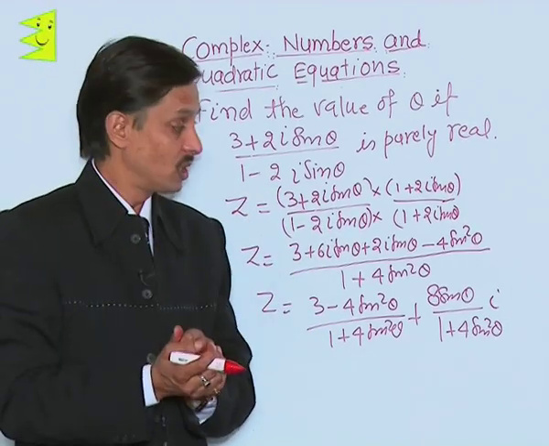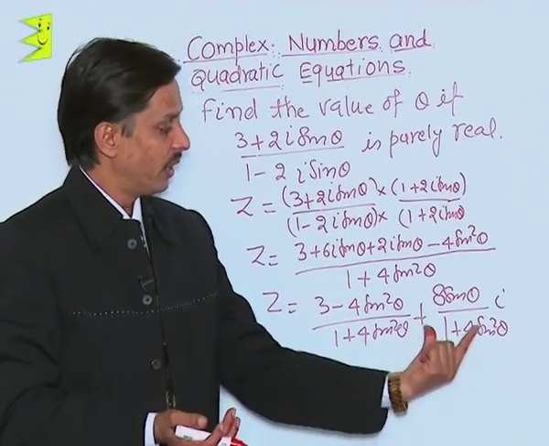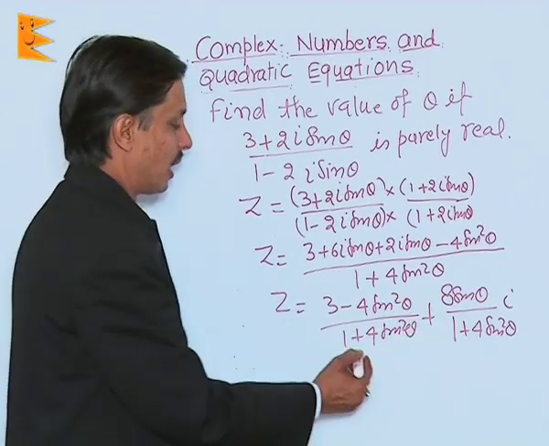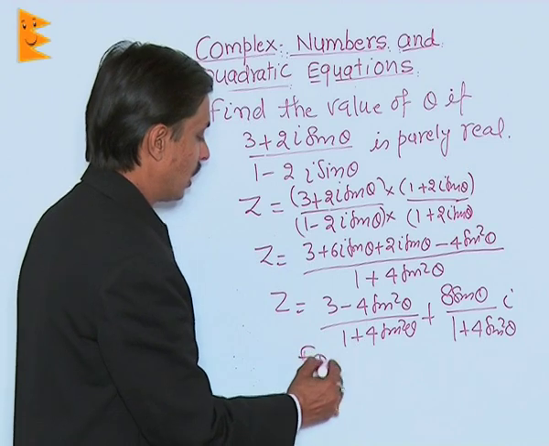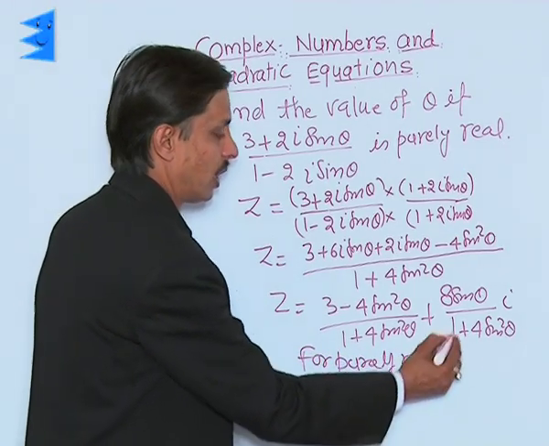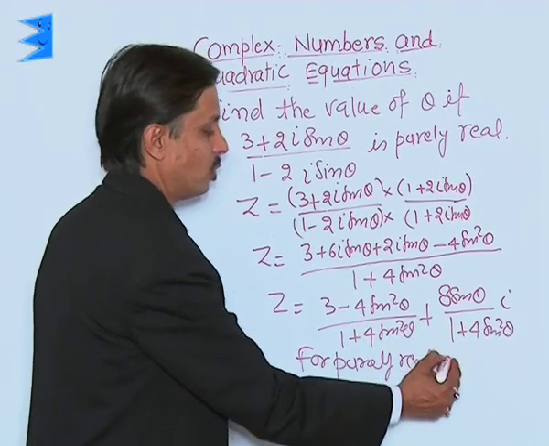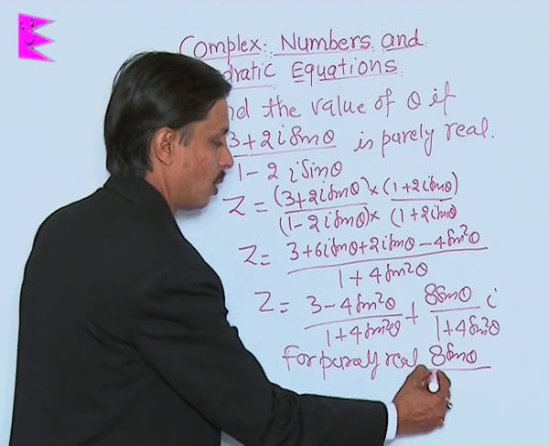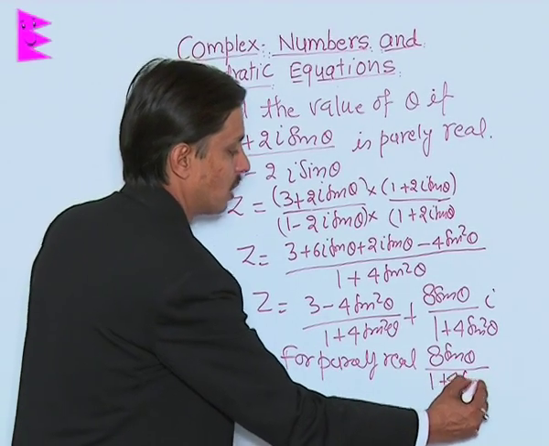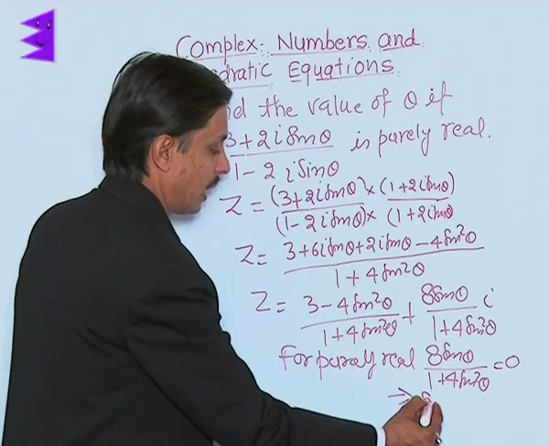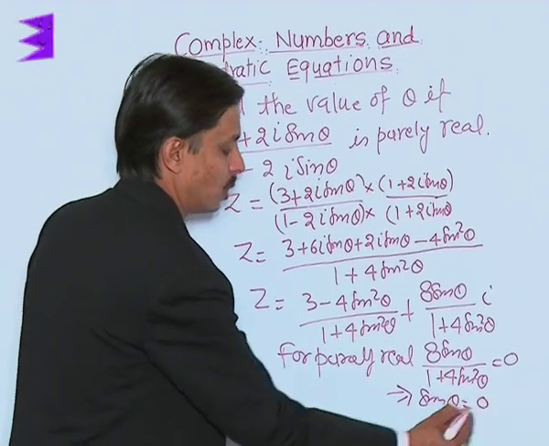For a complex number to be purely real, its imaginary part should be 0. So we need to take the imaginary part as 0, that is 8 sin θ/(1 + 4 sin²θ) = 0, which implies sin θ = 0.